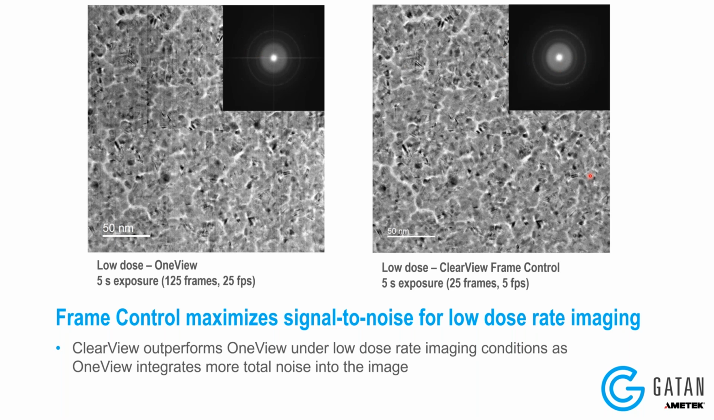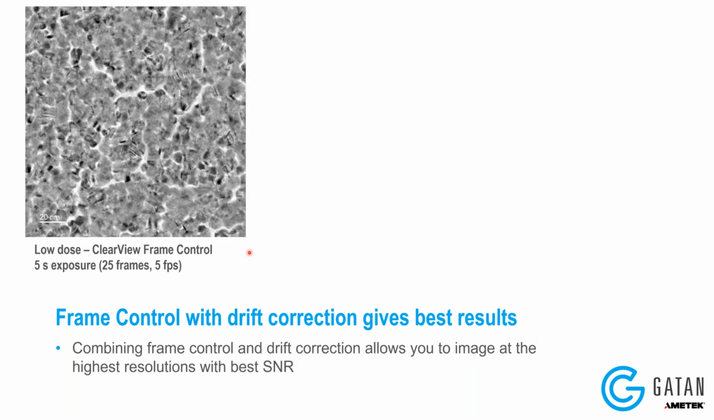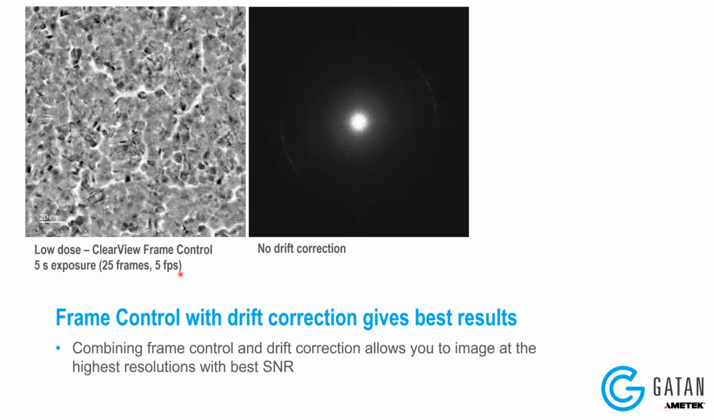So you get better, less noisy results from the ClearView camera with the frame control than you could with the OneView camera. So that's a really important result for folks who are interested in doing low dose rate, low dose experiments with the ClearView camera. And so the best thing that you can also do is still combine the frame control mode with the drift correction that we talked about previously, because we're still outputting multiple frames per second in our image capture.